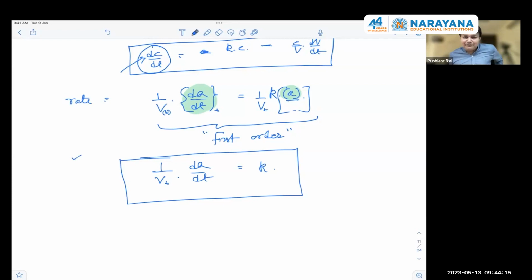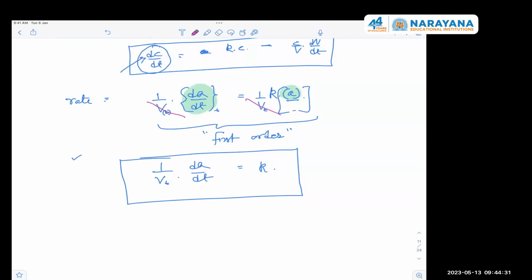Second order will also be a problem. You're lucky that I'm asking only which order? First order. Why? Because in first order, this is going to cancel. Even the rate law is defined this way, 1 by V into dA by dt. Rate law is always defined this way. The most scientific way of defining the rate law is this.